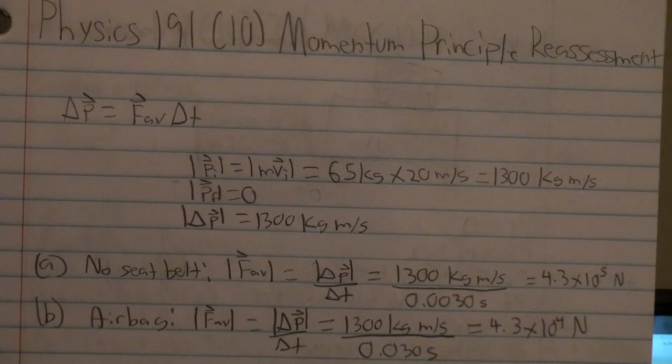Case A is the passenger is not wearing a seatbelt. He is brought to rest by a collision with the windshield and dashboard that lasts 3.0 milliseconds. Case B is the car is equipped with a passenger side airbag. The force due to the airbag acts for 30 milliseconds, bringing the passenger to rest.